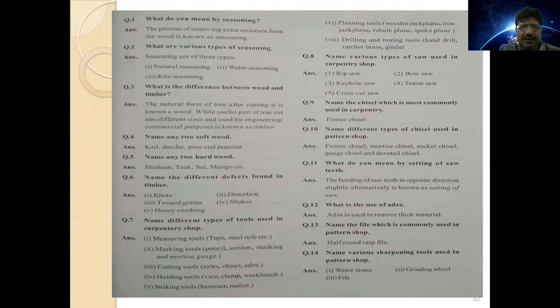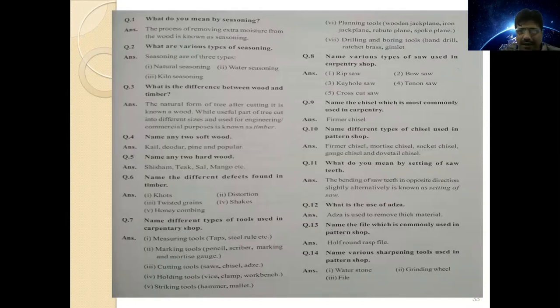Then, what is the difference between wood and timber? The natural form of the tree after cutting it is known as wood, while the useful part of the tree cut into different sizes and used for engineering and commercial purposes is known as timber. Timber is basically the raw material for making a job, whereas wood is the direct product from the trees.